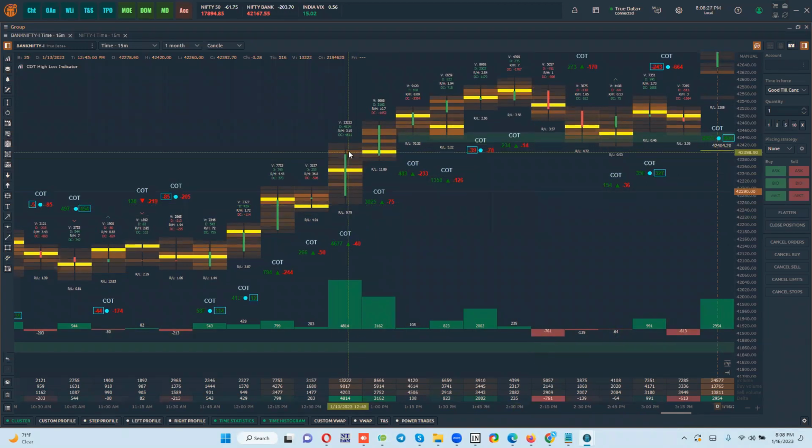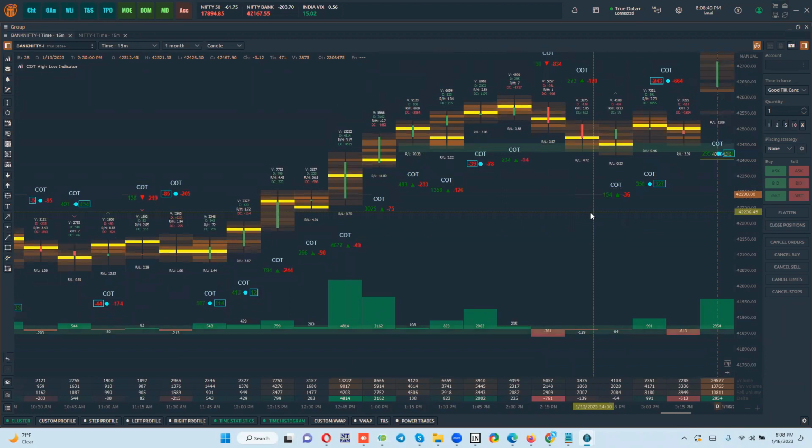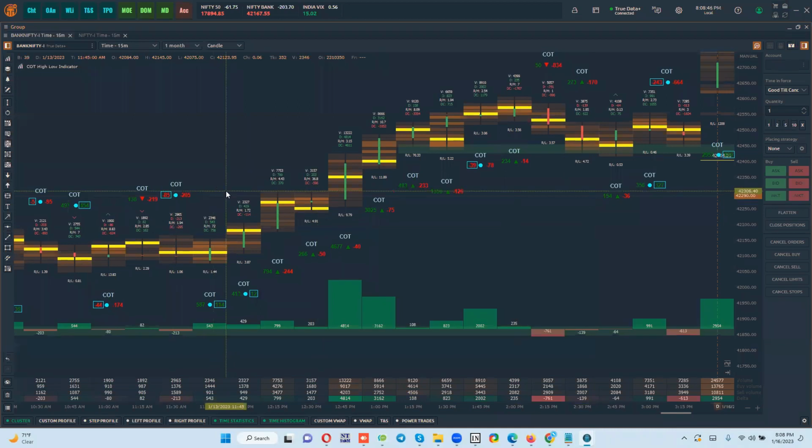Correct. It will be close to 0, or slightly negative, because it depends on where exactly it closes. But if it closes at the high or low of that particular bar, you will see a very negligible value on the other side. So in this case, the COT low will be almost equal to the delta. Almost, exactly. Okay. Thanks.